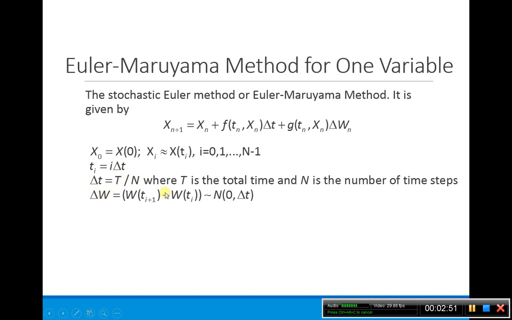And your delta w is simply w at t of i plus 1 minus w at t of i. Remember we talked about this as the Wiener process, and this difference is approximately normally distributed with mean 0 and variance delta t.